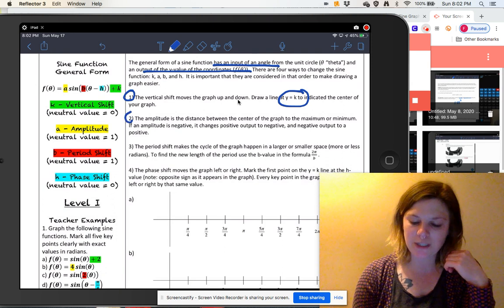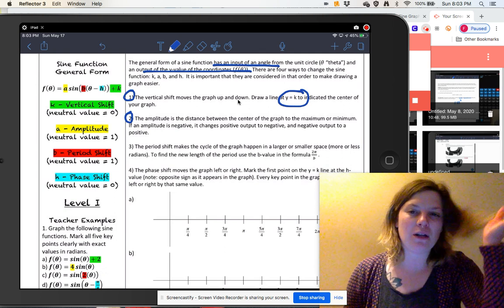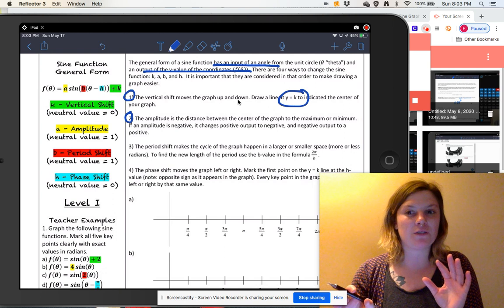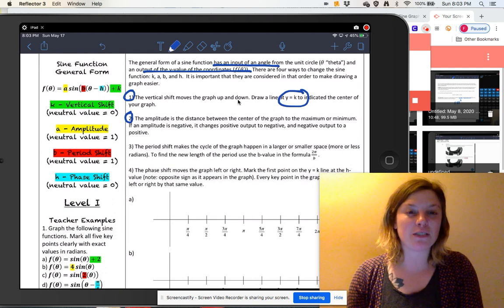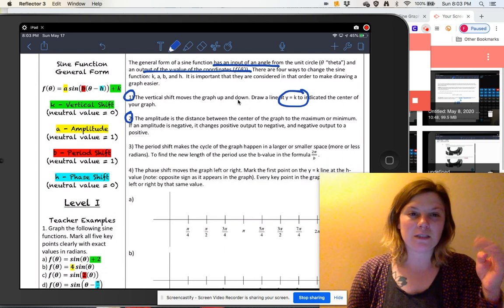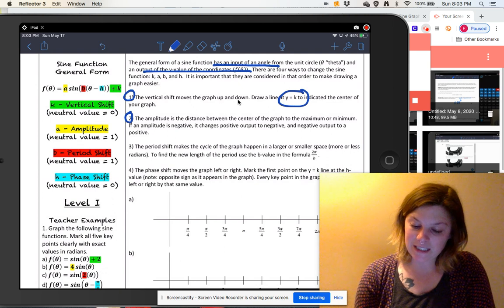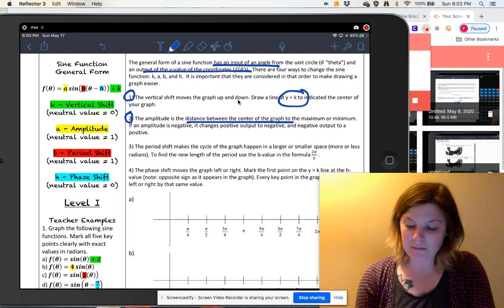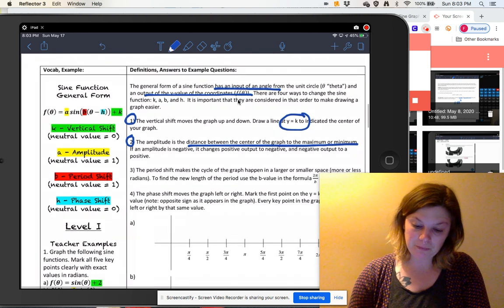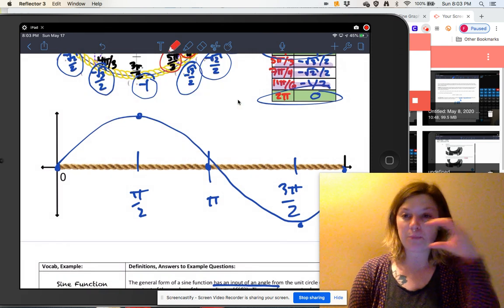Okay, then 2, you look at the amplitude. I will be going over which part is which of the graph, so it's a good idea to make sure that you know this vocab term because it's going to come up in the formatives. Amplitude is the distance between the center of the graph and the maximum or minimum. So let's take a look back up here. If we are looking at this graph we just drew of the parent function, right?